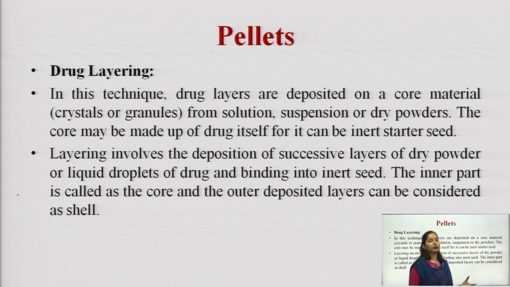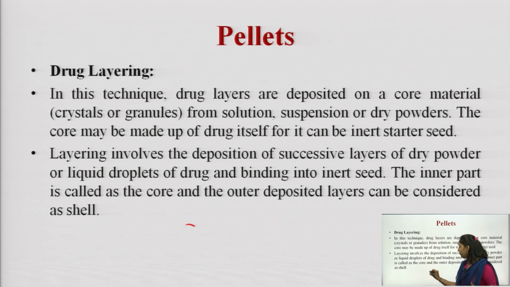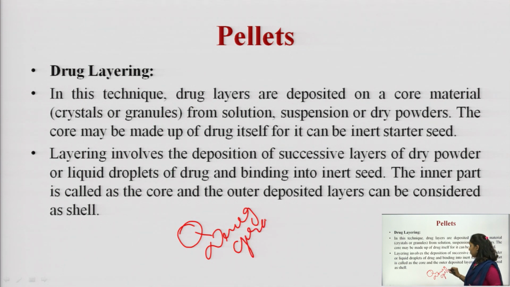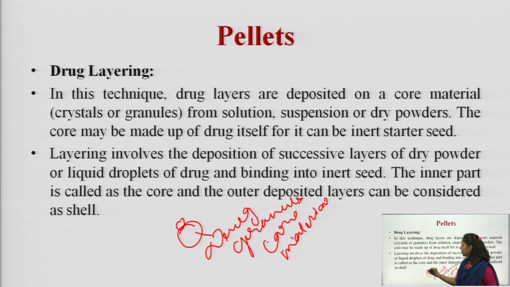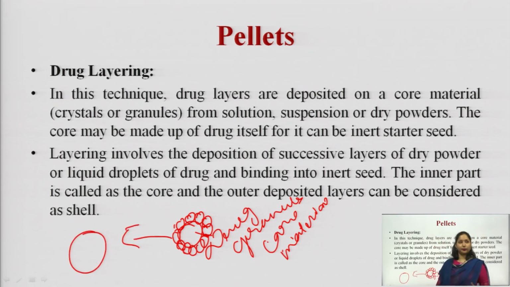As the name indicates, what does drug layering mean? In this method we deposit successive layers of the drug over a core material or any inert substance. Suppose we have a granule of inert substance here, or we can use the drug granule itself as a core material. Then on top of it we deposit successive layers of the drug along with the help of a binding agent to form the desired spherical pellet. Clear?